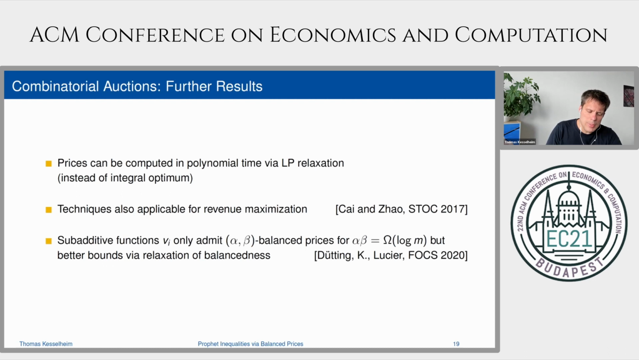Now, what about beyond XOS functions? Well, as I was saying, you can, in principle, use these alpha and beta to get something also for functions which are not XOS. But for example, for subadditive functions, this will give you only a log m approximation guarantee, because you can only get alpha-beta balanced prices for alpha times beta being in the order of log m, and nothing better than this. But there you can actually relax the notion of balancedness, and then you can get down to a log m approximation, maybe even better. This is still an open question.